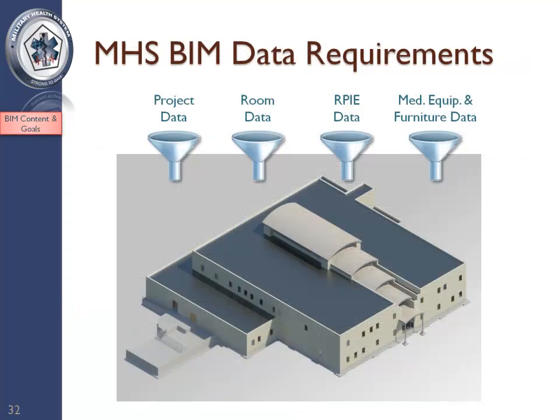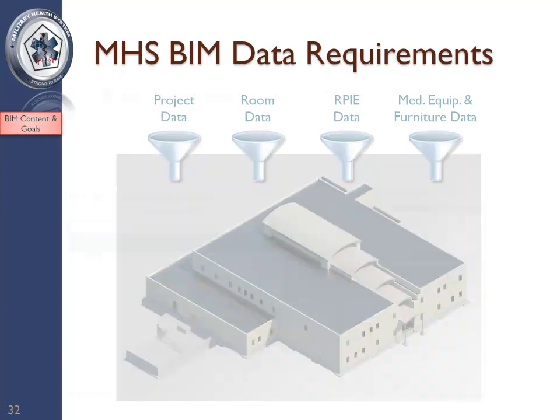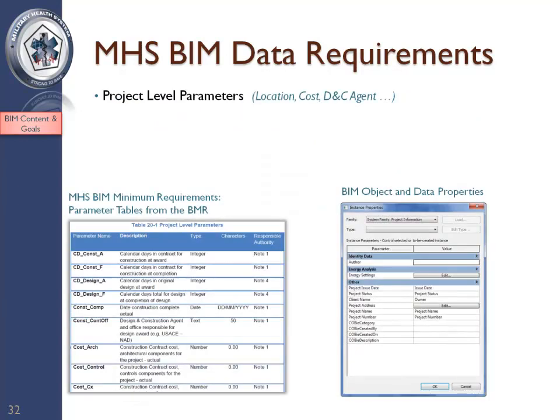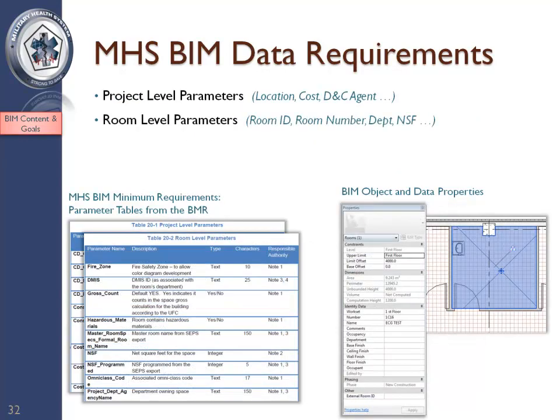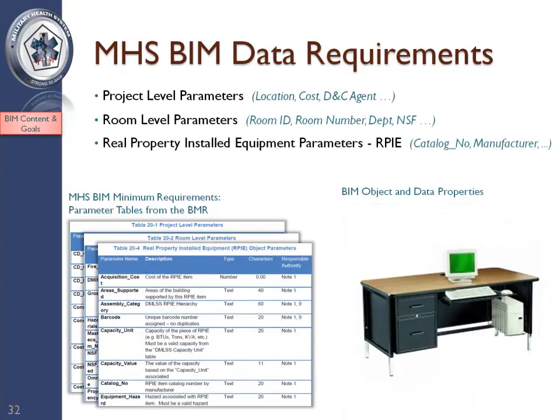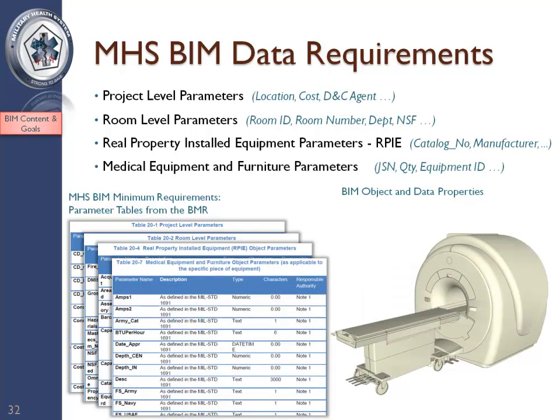Data attributes affiliated with model components are of special interest to MHS. The MHS BIM minimum requirements list the mandatory data fields in the appendices. These include project level parameters, room level parameters, object level parameters such as Real Property Installed Equipment Parameters, or RIPE, and medical equipment and furniture parameters.